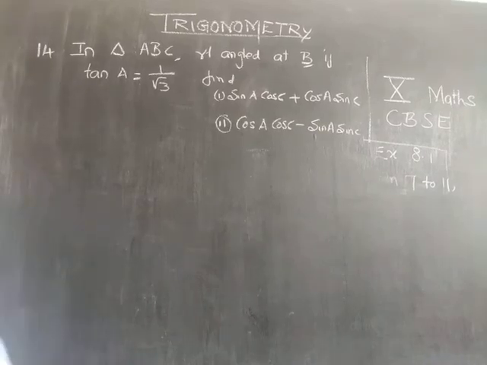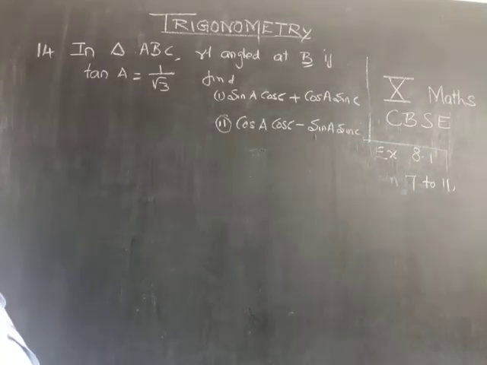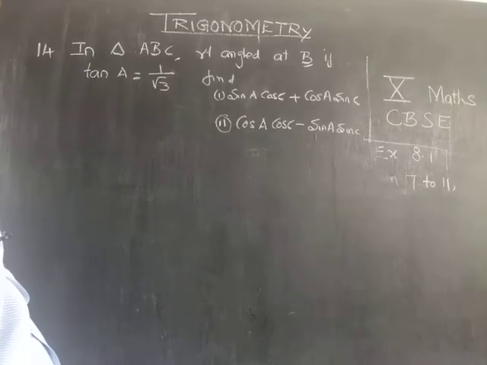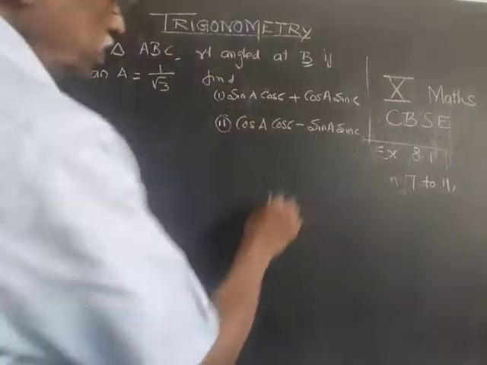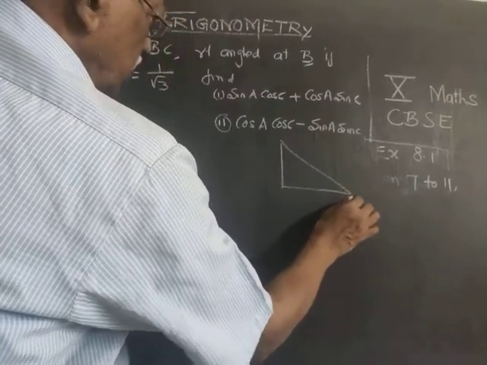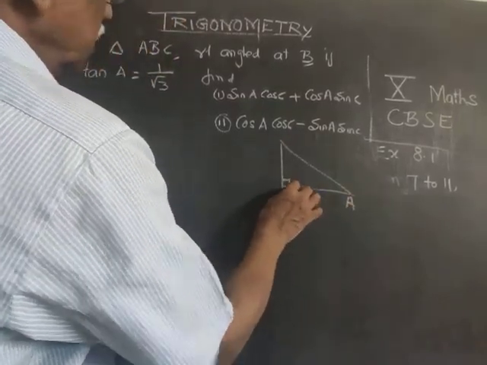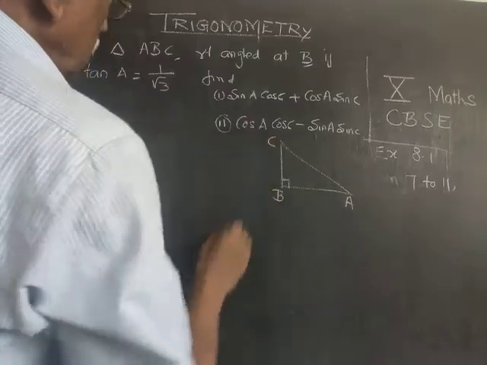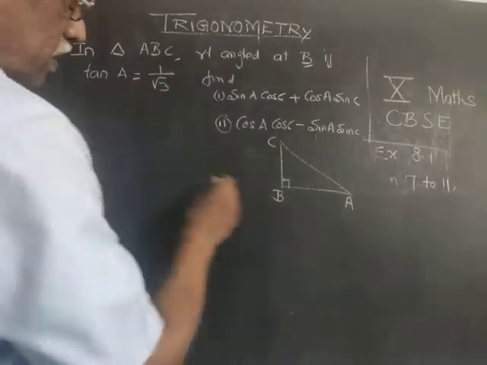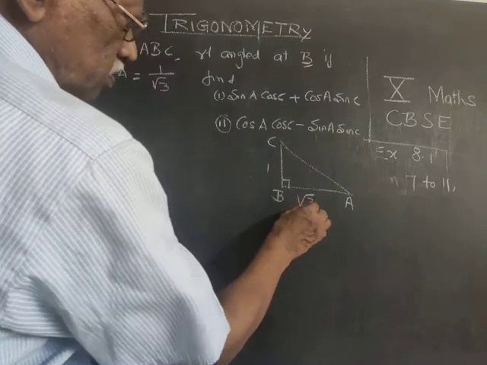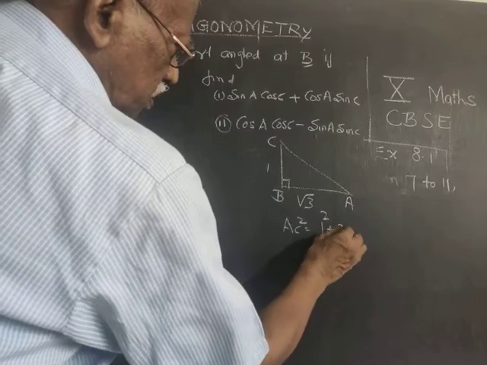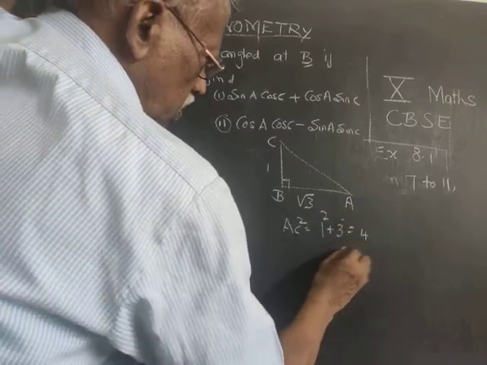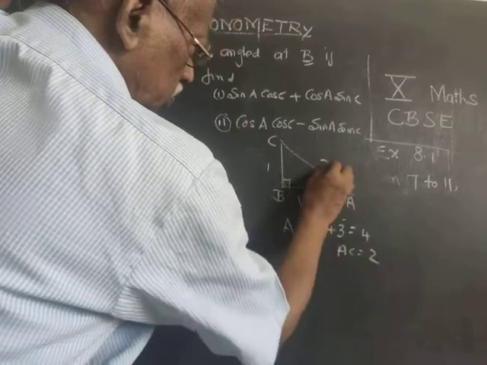The next problem. In triangle ABC, which is right angle at B, if tan A equal to 1 by root 3, find the value of sin A cos C plus cos A sin C, and cos A cos C minus sin A sin C. Very simple problem. Just draw a right triangle and mark A, and right angle at B. Mark it. Tan A is opposite by adjacent. So this is 1 and this is root 3. Now what is AC square then? AC square equal to AB square plus BC square, that is root 3 the whole square, that is 3, plus 1, 4. Therefore AC equal to 2.